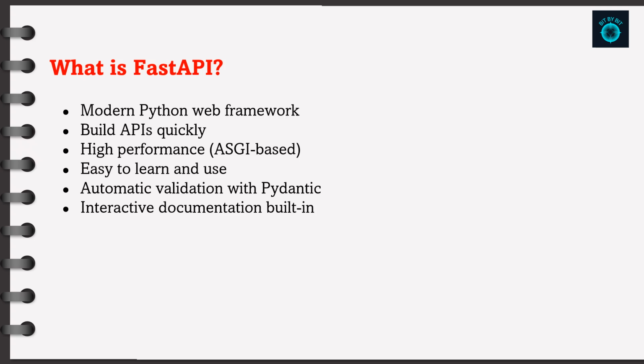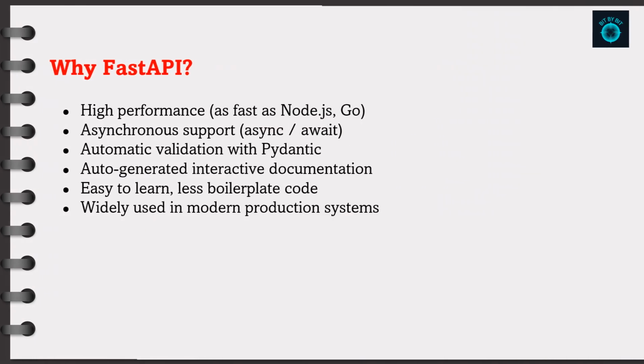Another powerful feature is automatic interactive documentation. As soon as you define your API endpoints, FastAPI generates documentation pages. These pages let developers see all available routes, understand request and response models, and even test the API directly from the browser. So, in short, FastAPI is modern, fast, and makes development easier by combining speed, validation, and documentation right out of the box.